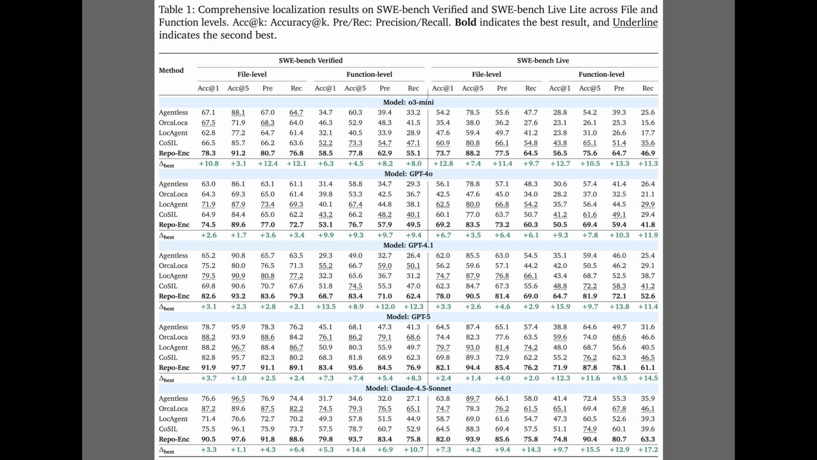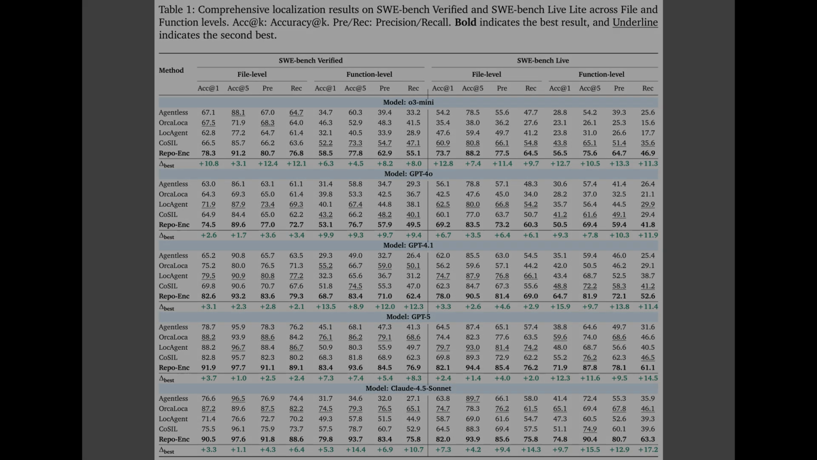Specifically, with Claude 4.5 Sonnet, it hits 93.7% accuracy at 5 on the function level. The rows of green numbers at the bottom of each section highlight these gains, showing that the semantic graph structure significantly boosts precision and recall.